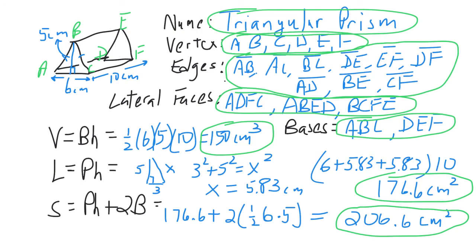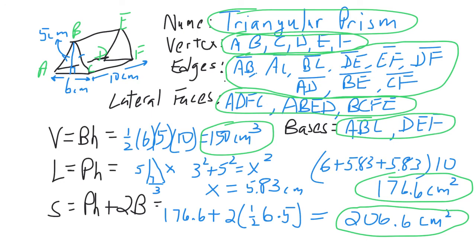The lateral faces here are the faces on the sides, so that would be the bottom, the right-hand side, and the left-hand side. Again, I could use 3 letters if I wanted to, and that would be fine. For the bases, they're the 2 triangles. I only have 3 letters for each of those that I can use. There's 2 bases.